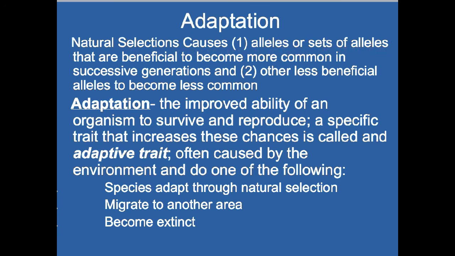So natural selection causes alleles or sets of alleles that are beneficial to become more common in successive generations, and other less beneficial alleles to become less common. And an adaptation is the improved ability for an organism to survive and reproduce. A specific trait that increases these chances is called an adaptive trait, often caused by an environment to do one of the following. Species adapt through natural selection, migrate to another area, or they become extinct if they cannot adapt.